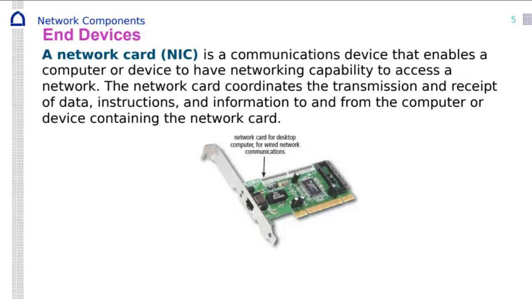Okay. This is a sample of a network card for a desktop computer for wired. See, because there is a cable. There is a wireless network card, but that one will have an antenna. It will have an antenna here.